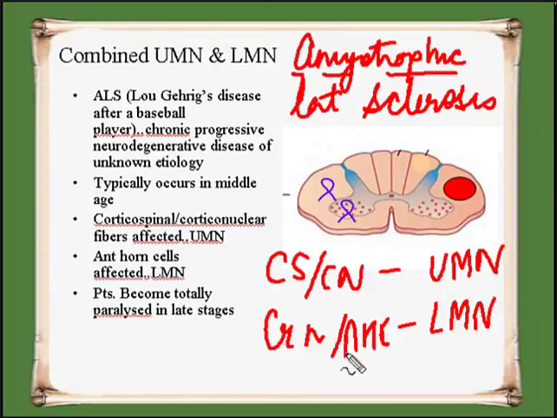So here, this is what you can see. Here I've put sort of a cross to show you that this is the part where the corticospinal fibers are lying. So it's affecting the corticospinal fibers, which is upper motor neuron, and it's affecting the anterior horn cells, which are present here. So that's the lower motor neuron.